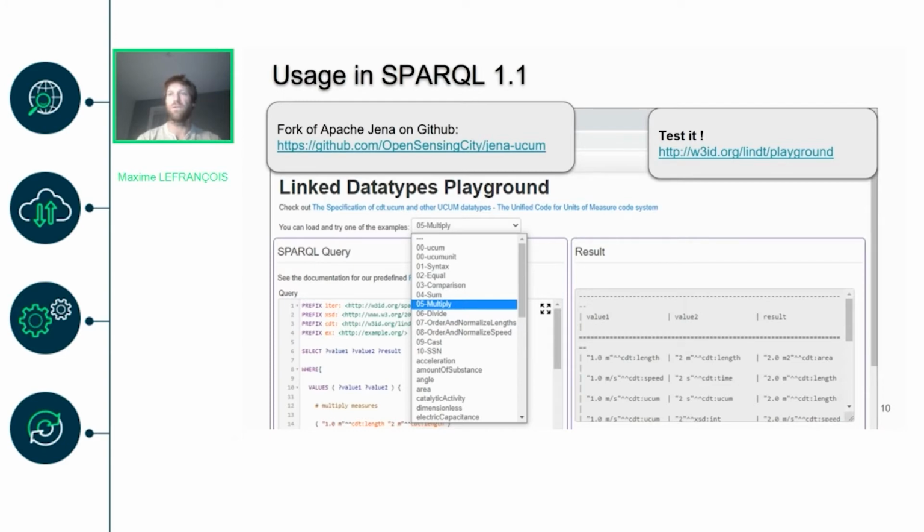This is a screenshot of our playground where you can test and manipulate literals with the CDT-UCUM data type, and multiply them or divide them, or see what are the different units that you can use for acceleration or angles or areas or whatever. On the right, you see the results, and you see that we have actually also defined sub data types, with sub value spaces and sub lexical spaces. So we have, for example, CDT length, where the unit needs to be a unit of measure for length, et cetera.